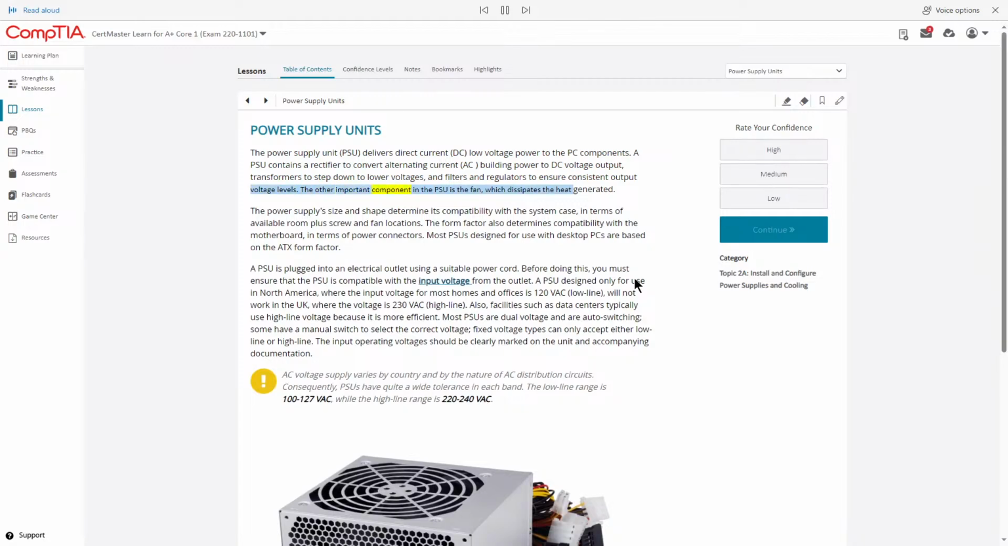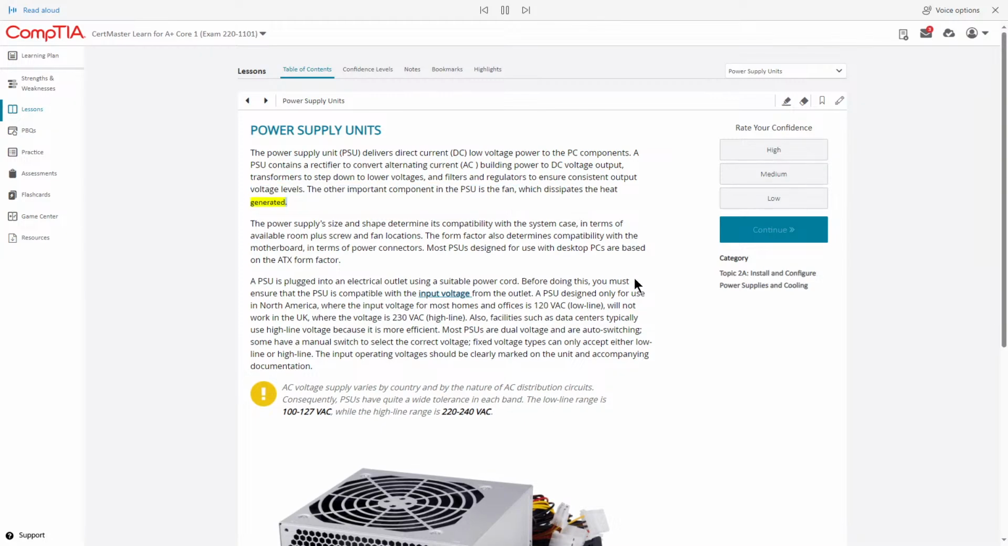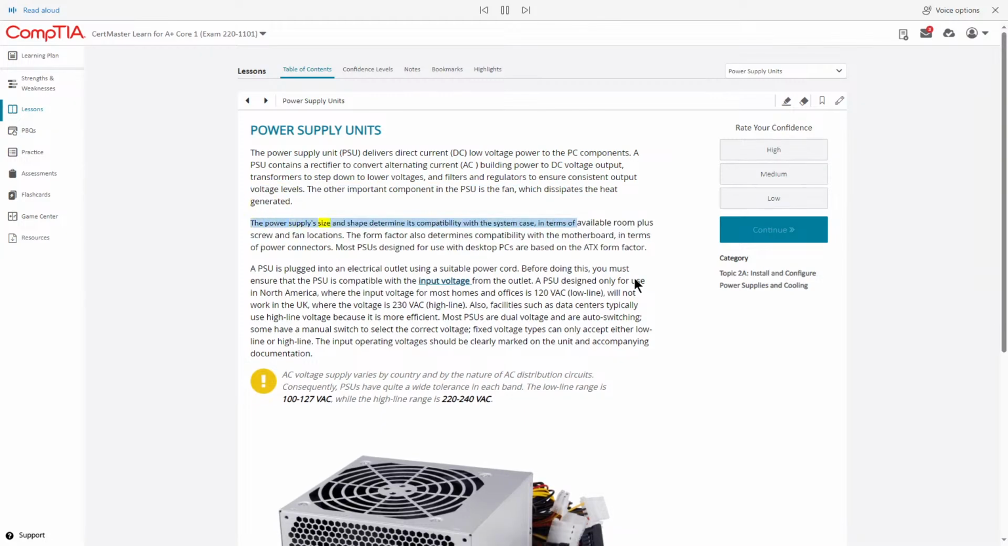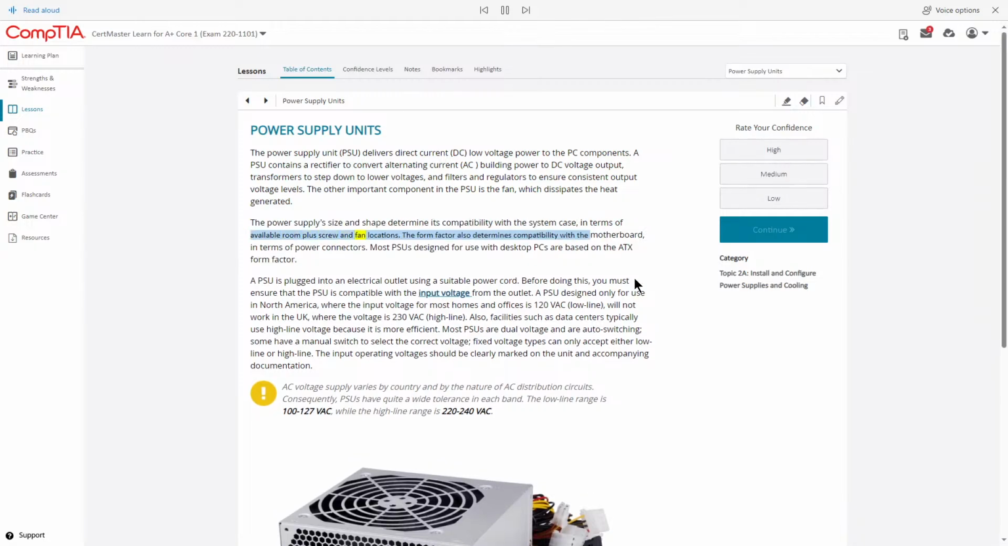The other important component in the PSU is the fan, which dissipates the heat generated. The power supply's size and shape determine its compatibility with the system case, in terms of available room plus screw and fan locations. The form factor also determines compatibility with the motherboard, in terms of power connectors. Most PSUs designed for use with desktop PCs are based on the ATX form factor.